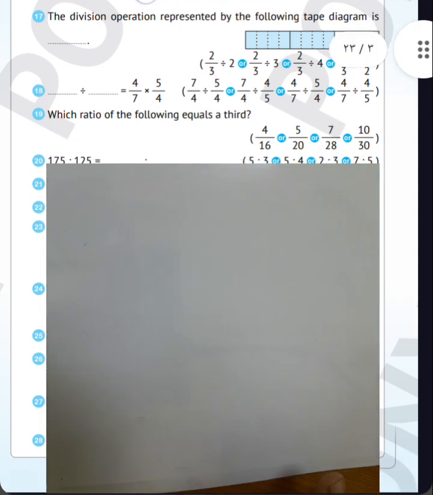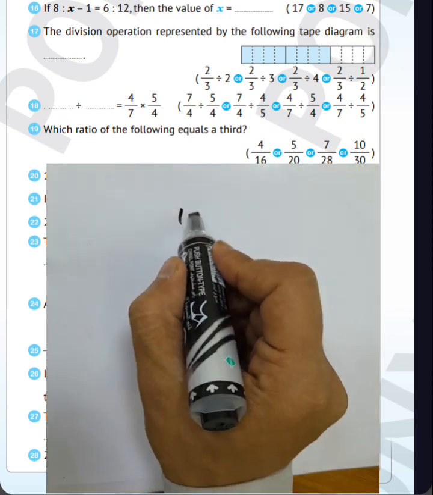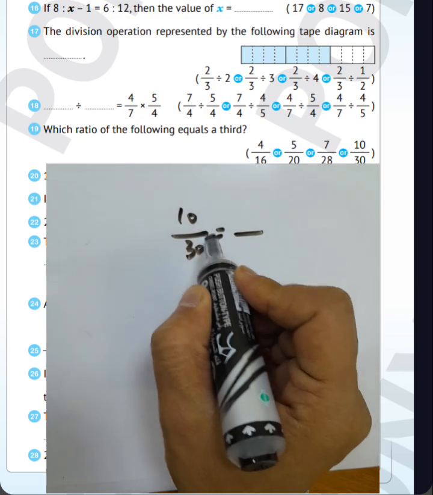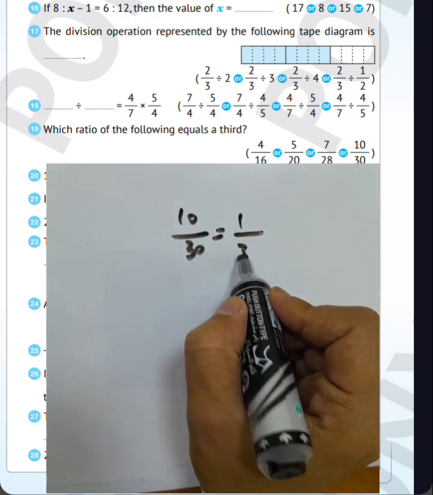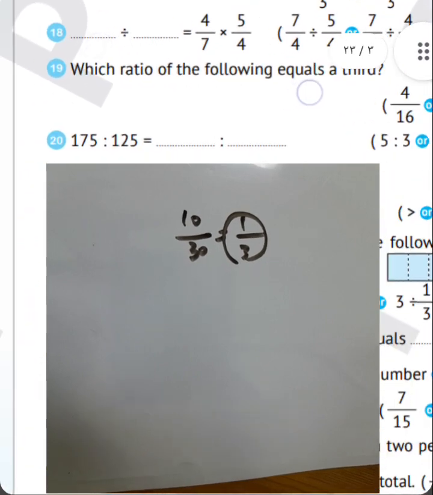Question 19. Which ratio is equal to one third? It will be 10 over 30, because if we divide the numerator and denominator by 10, the result will be 1 over 3.